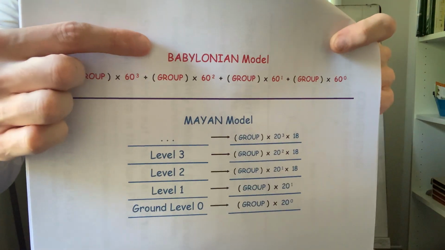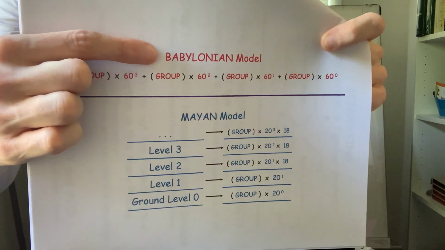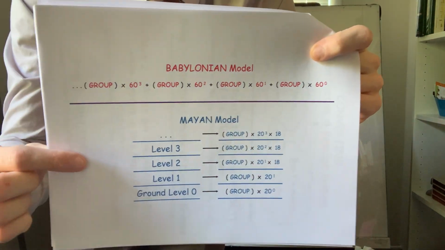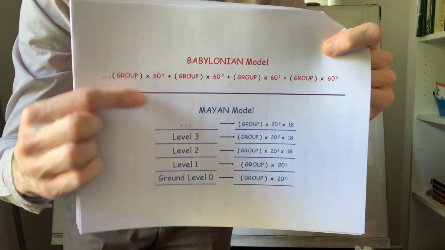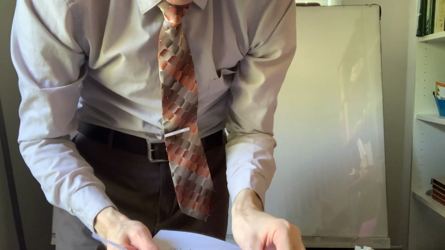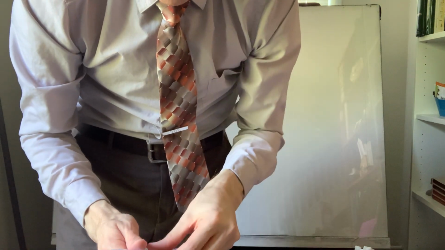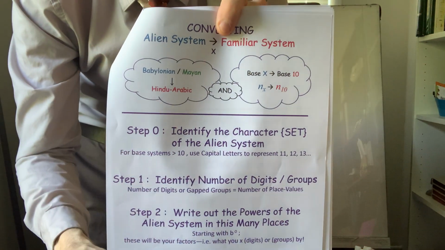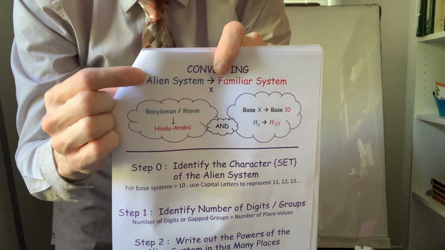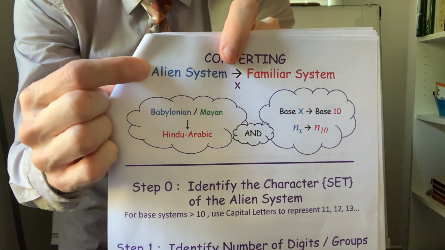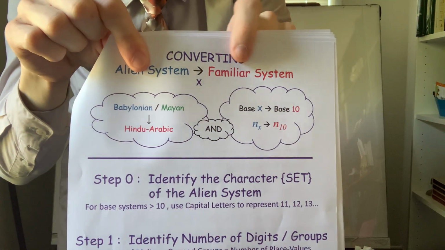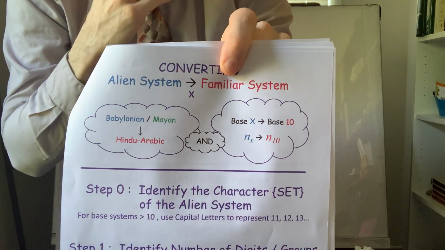There are two models that we would basically use if we wanted to translate from Babylonian or Mayan into Hindu Arabic. So I tried to make this as a reference. And then there are the actual procedures involved, in general. All right, I'm going to go through this with you. Starting from, I'm dubbing it alien because it's not something that's familiar to most people, Babylonian. And then converting it to the familiar system, which is Hindu Arabic, right?